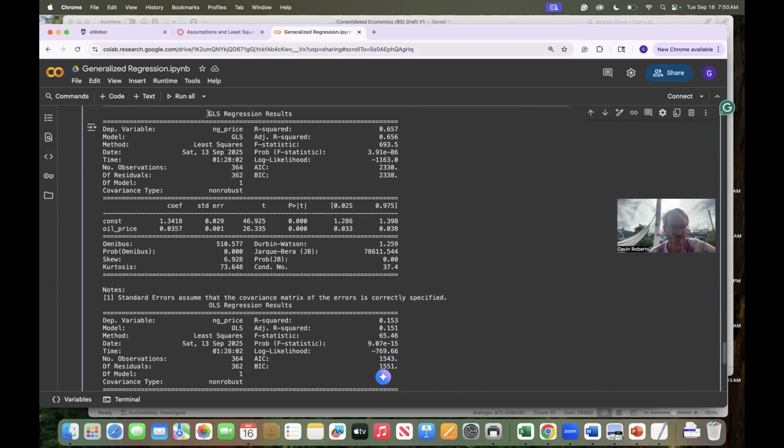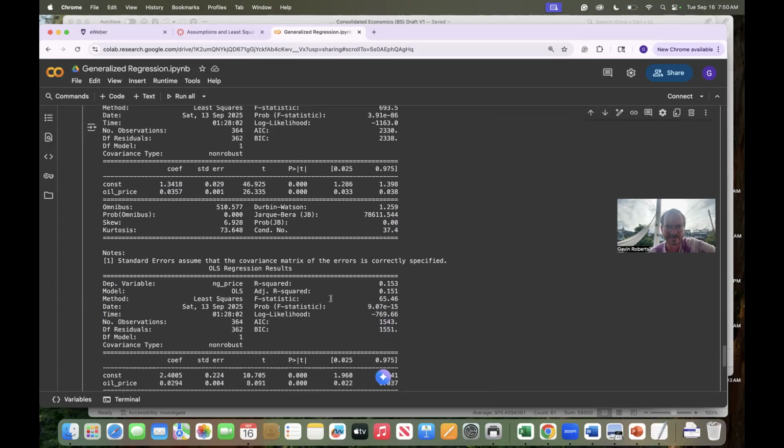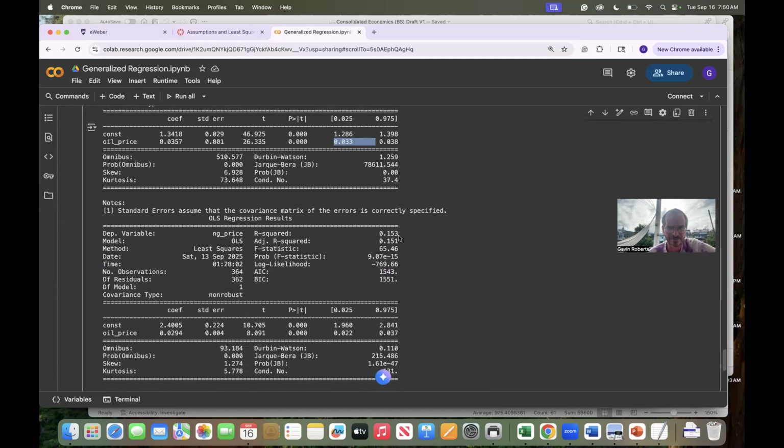So when we do, here's our GLS regression results. And we see that on our constant term, we have 0.34, and on our oil price, we have 0.035. And our standard error here is 0.001. So a pretty tight fit, and that is statistically significant right there. And it's interesting, this is a pretty narrow confidence interval.